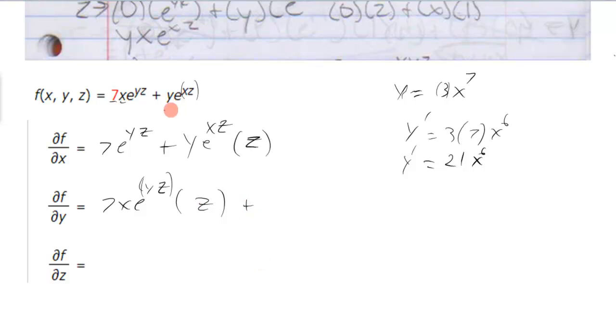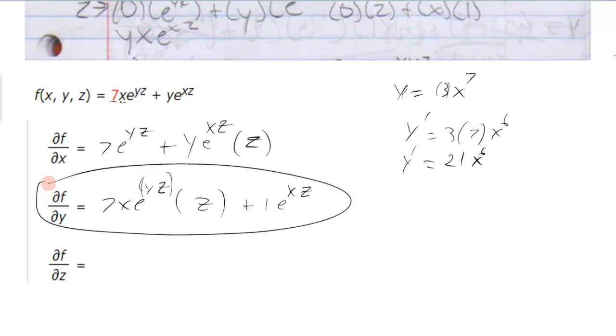Plus. Okay, now y is our variable. So, and then we have times e to the something. Now this e to the something, there's no y in it. So this is just a constant. So there's no work to be done. It's just the derivative of y is 1 times the constant it's multiplying. That was a z. There we go. So therefore, there's your answer.